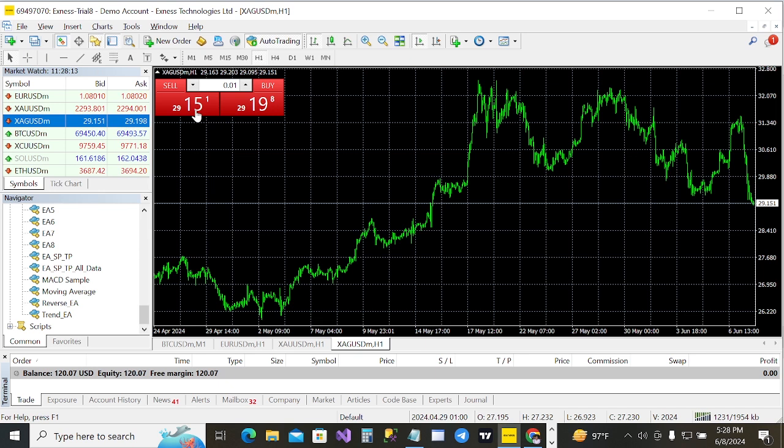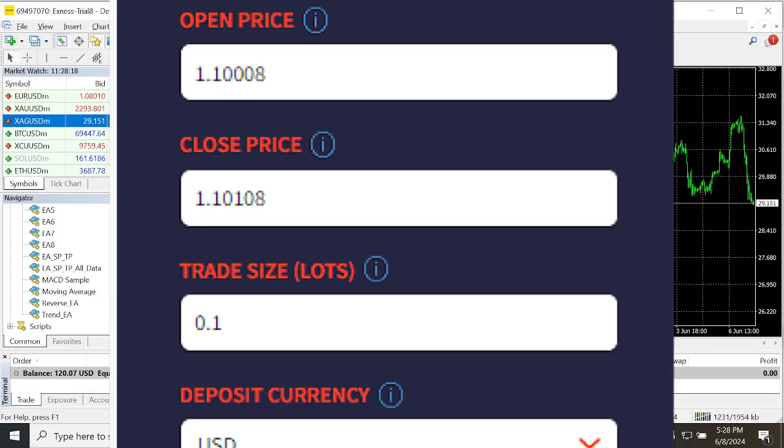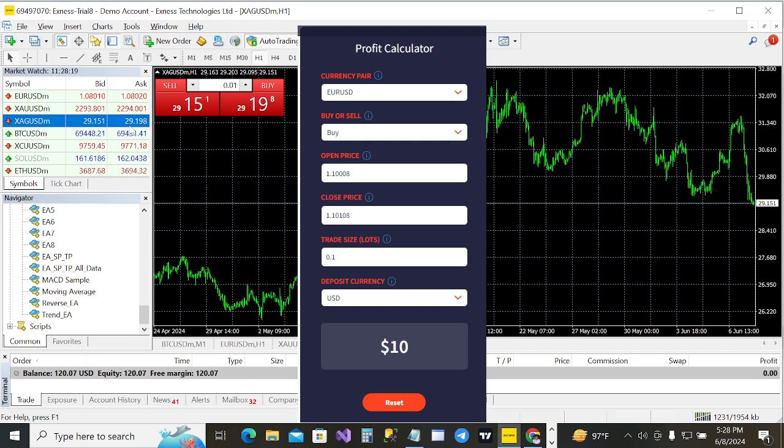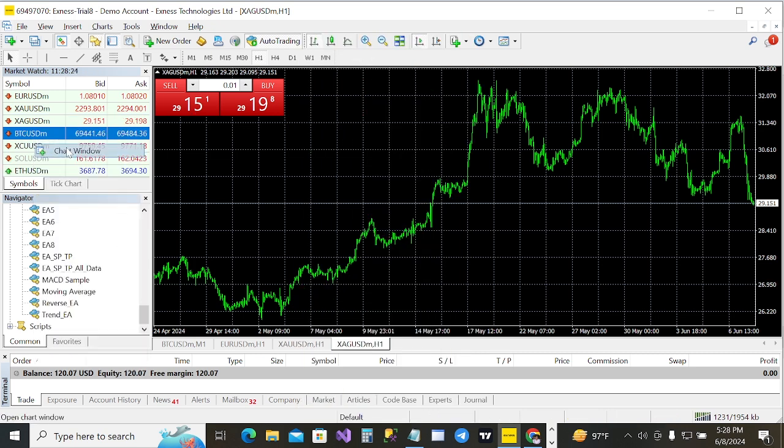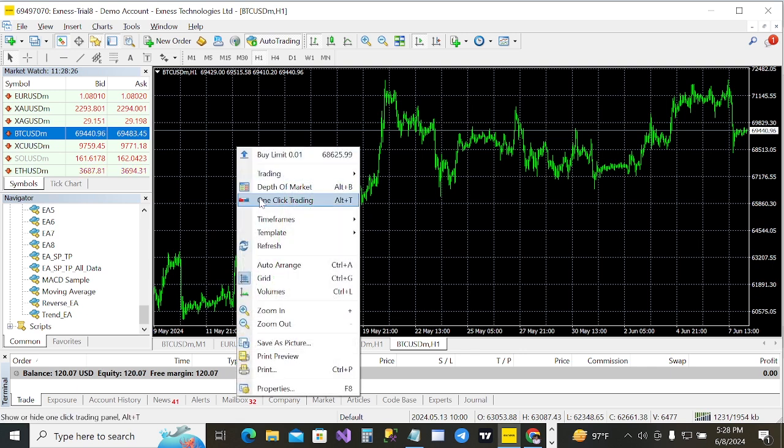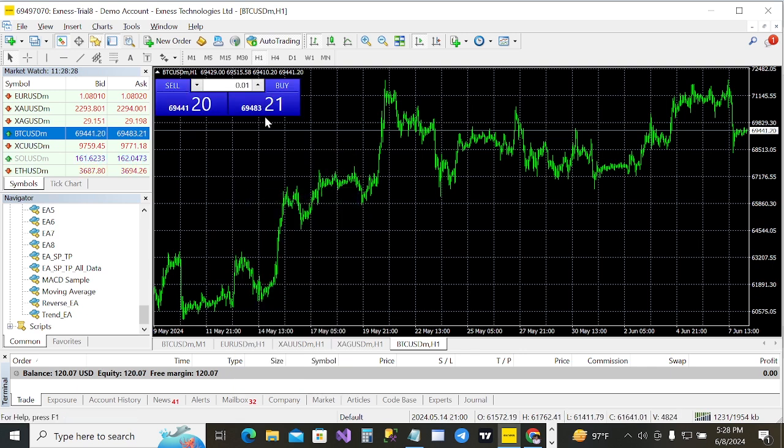Let's look at a practical example. Suppose you buy one standard lot of USD at 1.2 thousand and the price moves to 120.50. This 50 pip movement means a profit of $500, 50 pips, $10 per pip. If you were trading a mini lot, the profit would be $50, 50 pips, $1 per pip.